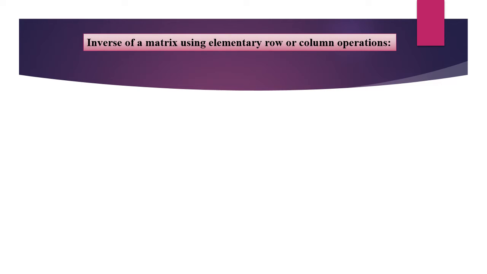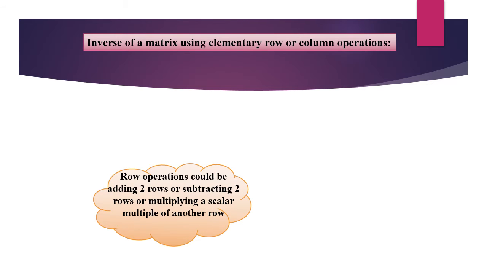We will try to understand the method of obtaining the inverse of a matrix using elementary transformation. So there are two types of elementary transformations, that is row transformations and column transformations. We will begin with one of them. So first, row operations. Row operations could be adding two rows or subtracting two rows, or multiplying a scalar to elements of a given row.